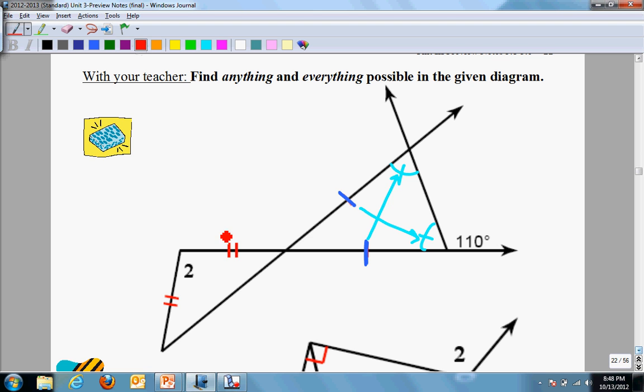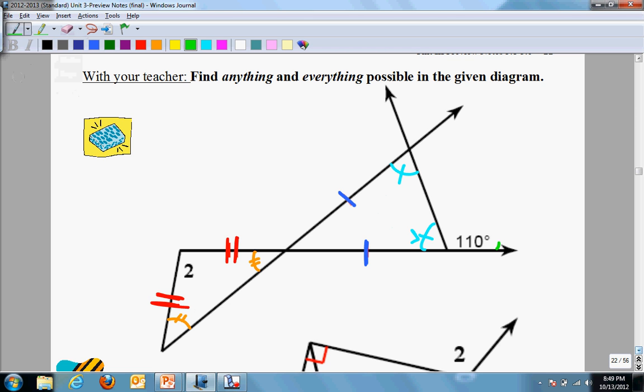Now I'm going to come over here. I'm going to darken these two hatch marks. Draw an arrow to the angles that the hatch marks point to, which would be this one and this one. Sweep those angles, and those angles are going to be equal. Now that you see which angles are equal, let's see what else we can find.